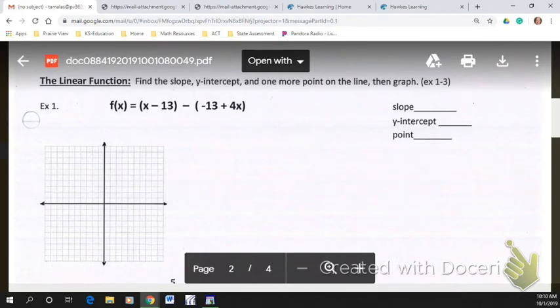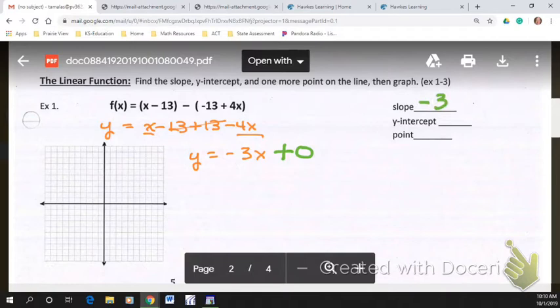All right, distribute that negative, so I'm going to have x minus 13 plus 13 minus 4x. All I've done is distribute this negative to both of these terms, okay? And if you would rather have a y out there instead of an f of x, that's fine, use a y. So the 13's cancel, and I'm left with y equals what? Yeah, negative 3x. If I put my x's together, I get a negative 3x. So if you would like to put a plus 0 on that so that you understand what the y-intercept is, that's fine. What's my slope? Negative 3. And they'll want you to reduce it to as much as you can.